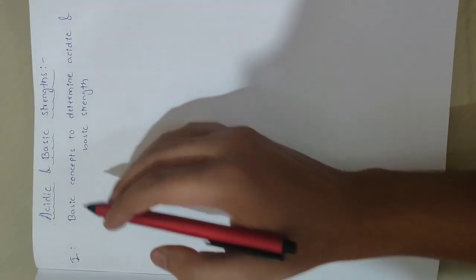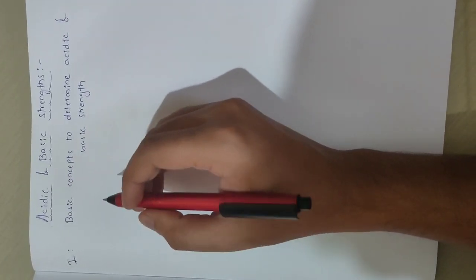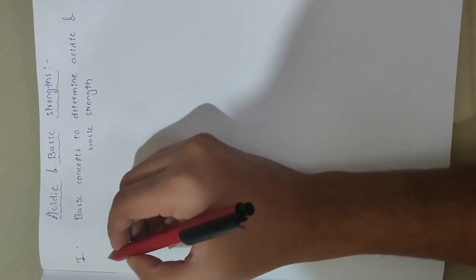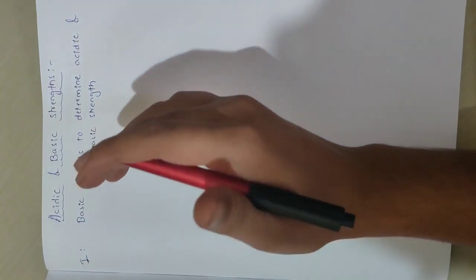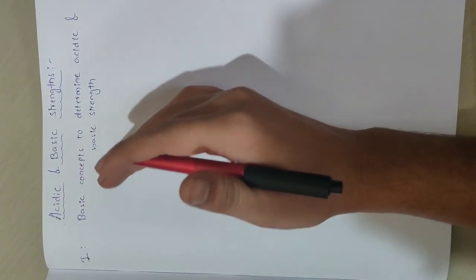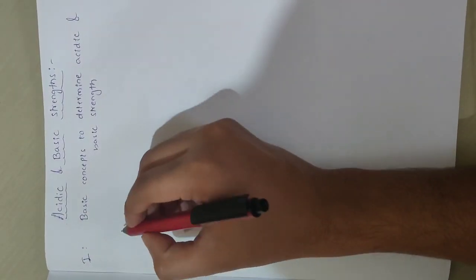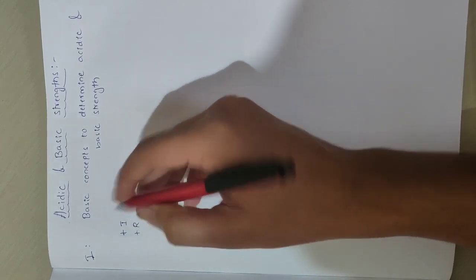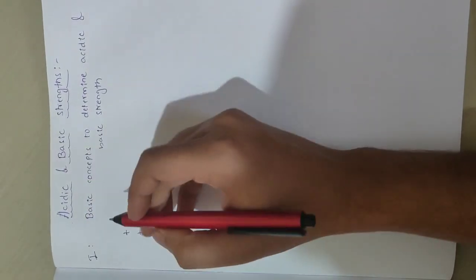So first, in order to determine acidic and basic strength, we have to follow some rules, some tricks. We should see them one by one. It is determined by the combined effect of the inductive effect and the resonance effect. I will tell you later what the inductive and resonance effects are.